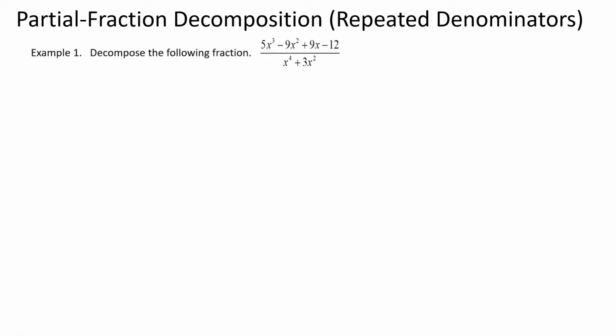Decompose the following fraction: 5x to the third power minus 9x squared plus 9x minus 12 over x to the fourth plus 3x squared. Once again, we're going to start with our factors. Factors of x to the fourth plus 3x squared is x squared times x squared plus 3. Again, notice that this x squared is repeated twice, x times x squared plus 3.